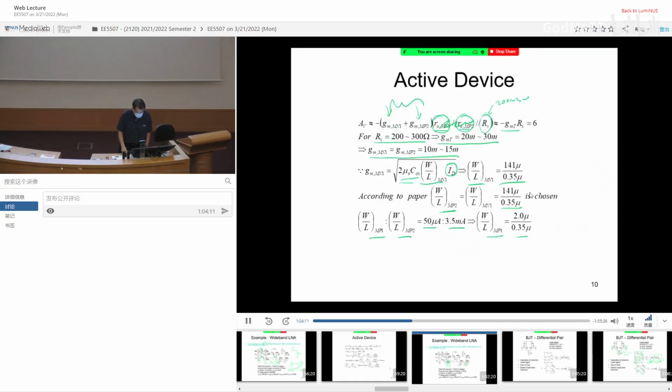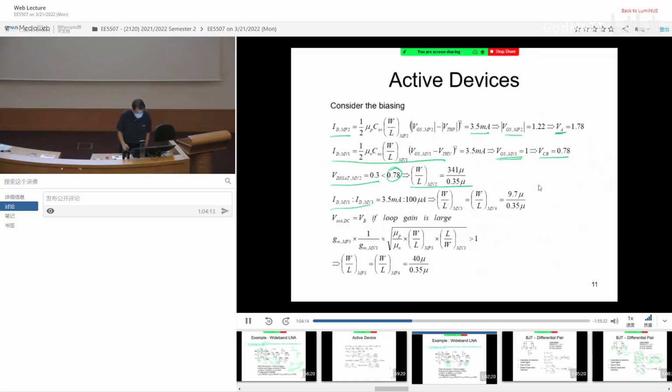So therefore, that is what we do. We just make sure these two multiplied together are bigger than 1. Since we already selected this sizing, after going through this expression, I can also determine what should be MP3 accordingly. Okay?